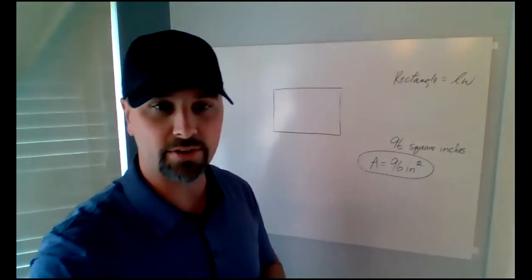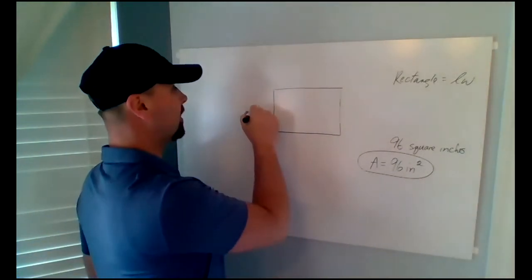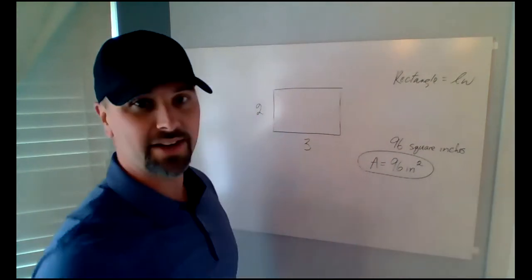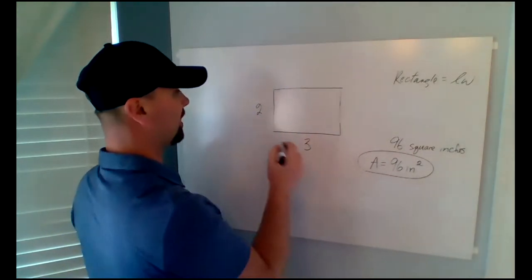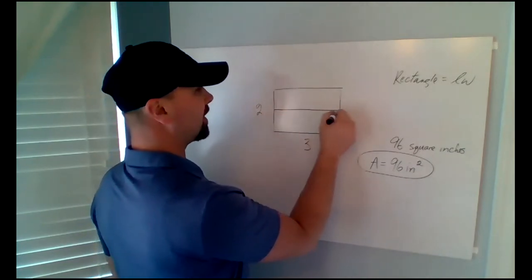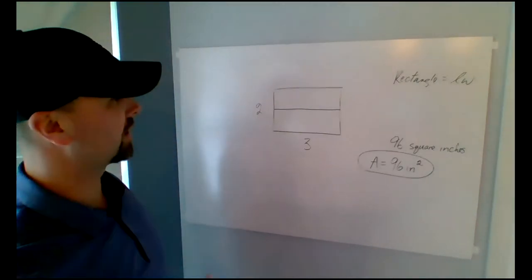Okay, looks like the same rectangle. This time I'm going to call it 2 by 3. I'm not even going to give it an actual unit, I'm just going to call it 2 by 3. So basically, if I take my height and split it into 2, it's going to look like that.